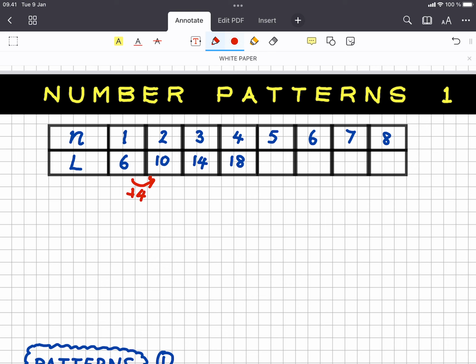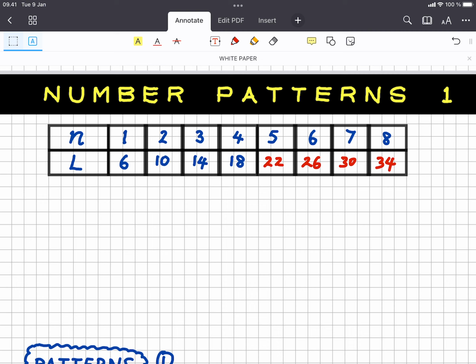It's an arithmetic sequence. So first bit of the question, predict the subsequent terms. So just 4 more every time, 22, 26, 30, 34. So let's do that and get rid of that.